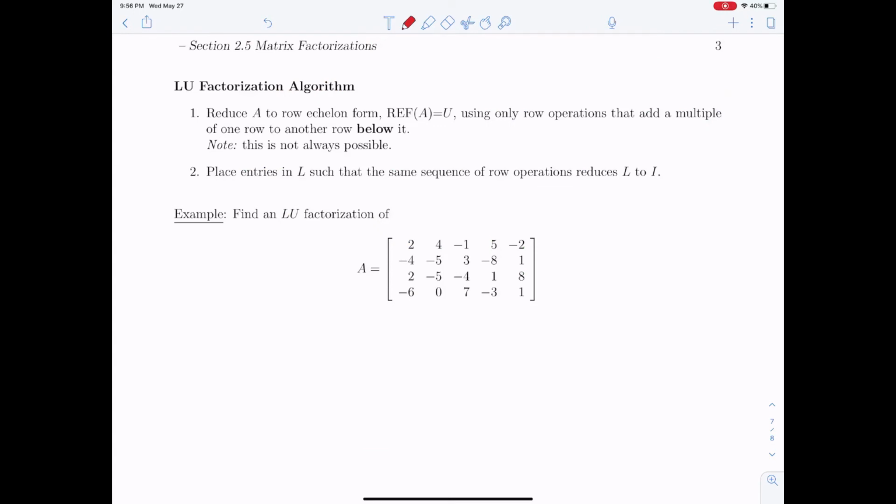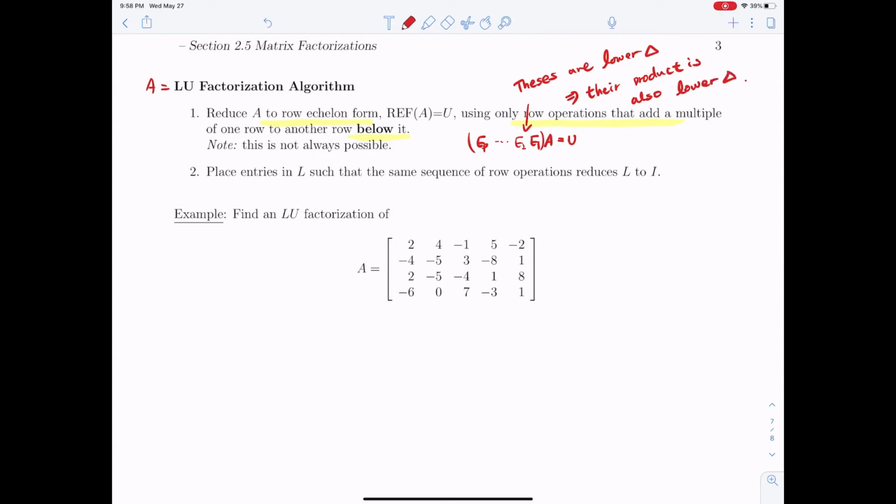So we want to find an algorithm to make A into L times U. First of all, to get U, the upper triangular matrix, we're going to reduce A to row echelon form using only row operations that add a multiple of one row to another row below it. Suppose that you got U by doing this kind of elementary row operation, then these elementary matrices are all lower triangular matrices, which means their product is also a lower triangular matrix.